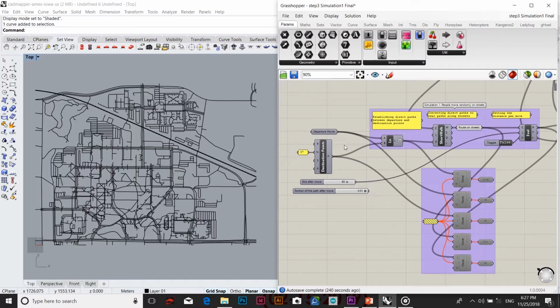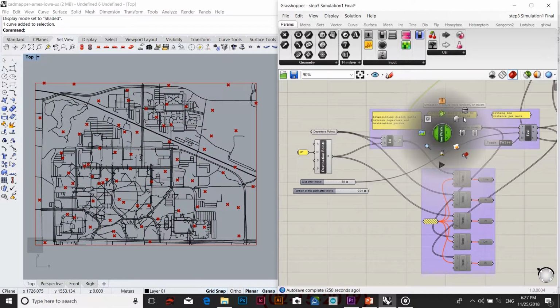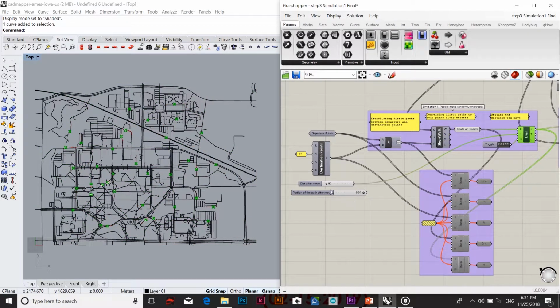I made this by firstly generating random departure and destination points and establishing the direct paths between them. Then I convert these direct paths to the real paths along the streets. And finally, with the use of the evaluate length component, I can make the footprints move along the curve at a certain distance or certain portion of the path, one move at a time. And by combining the series of frames recording each move, I got this simulation.